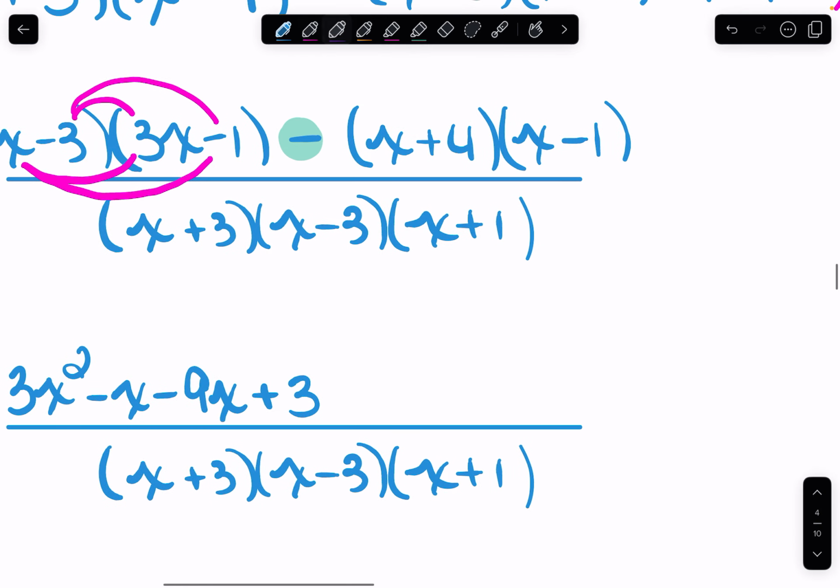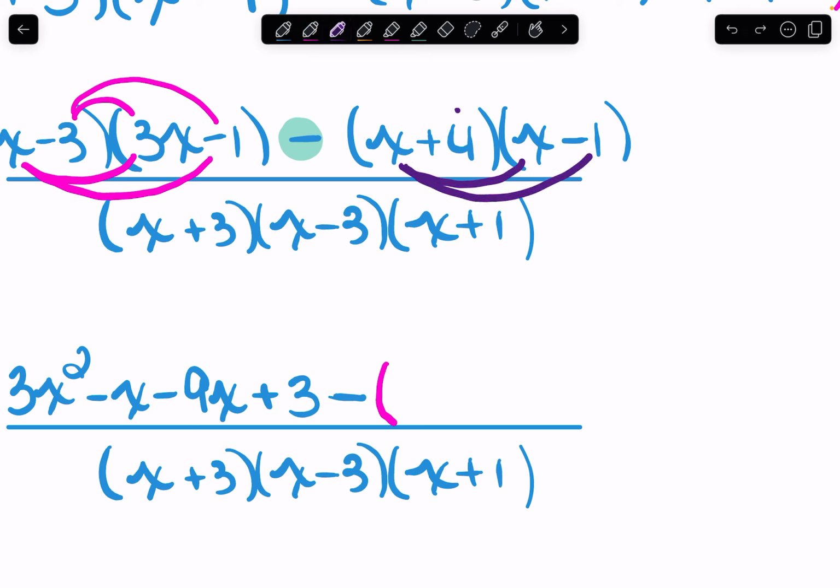For the second one, because that is a minus sign, I am going to put my minus sign, but then you need to open a set of parentheses for this multiplication because that minus sign belongs to everything that you're about to multiply out. So first, outside, inside, last. So I got my parentheses. First, x squared, outside, negative x, inside, 4x, last, negative 4.